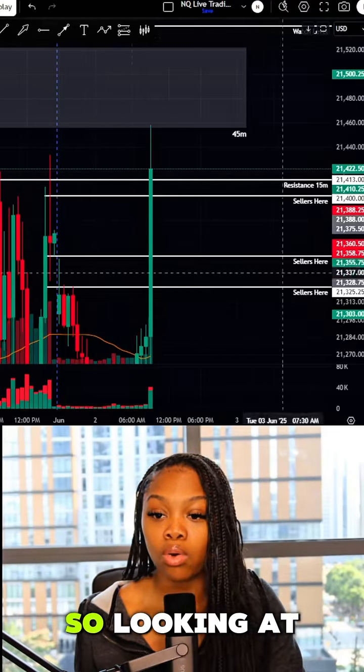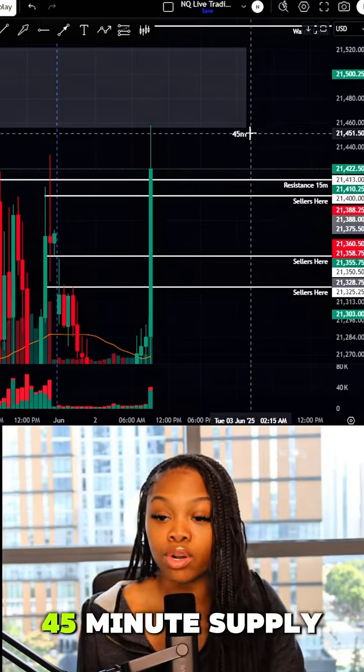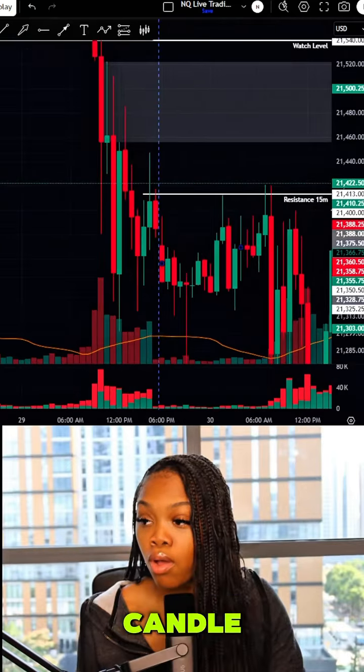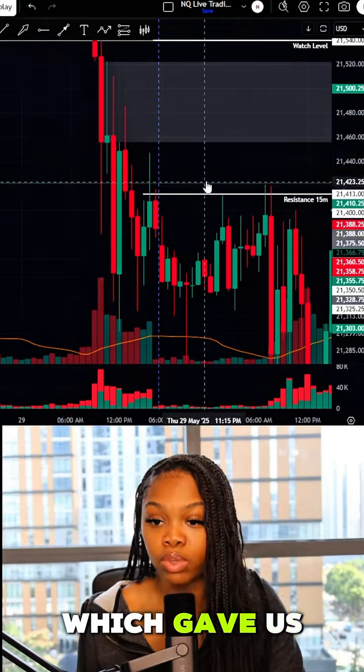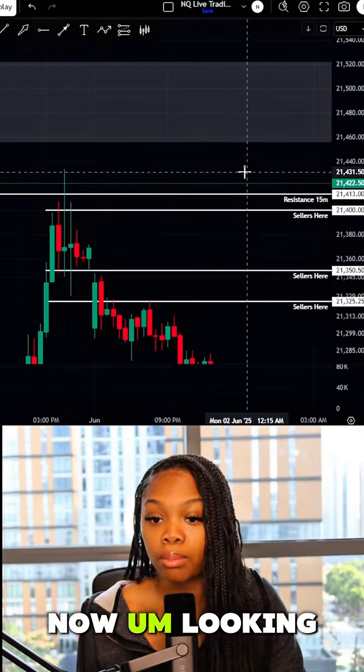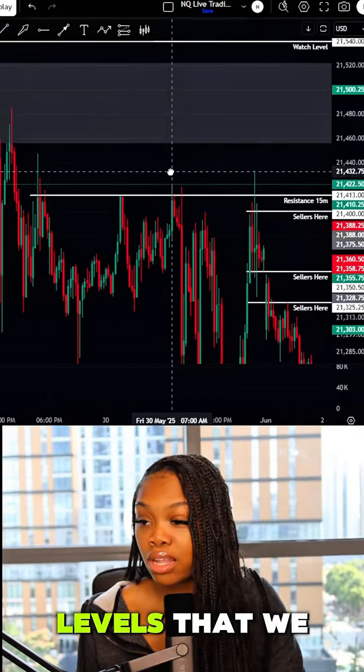Okay, so looking at the chart here, we have this 45-minute supply zone. You can see we have this small green basing candle, and then we have this big imbalance candle, which gave us our zone, and we tapped into the zone here as well.